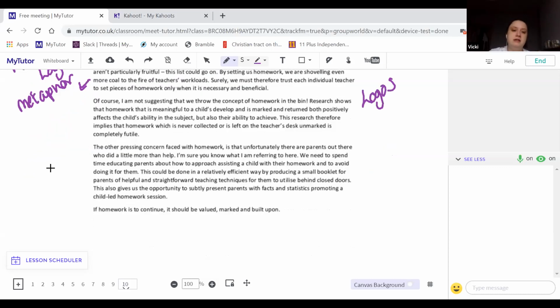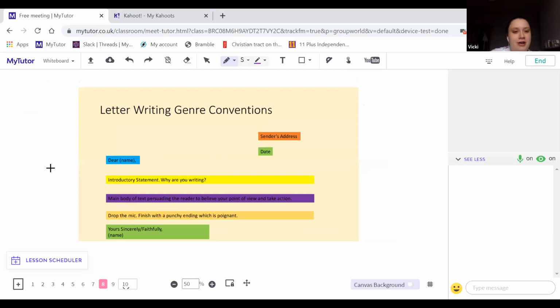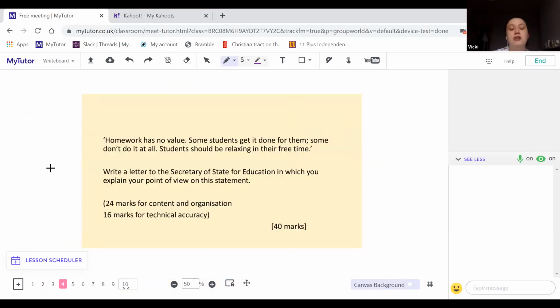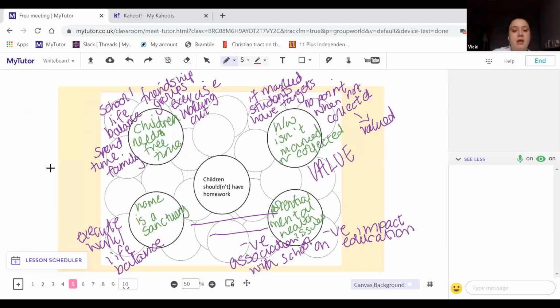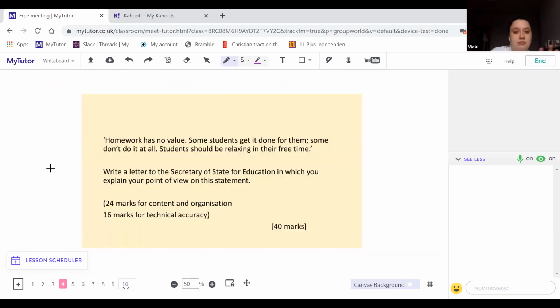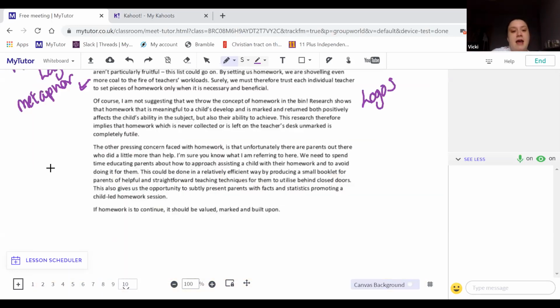The other pressing concern faced with homework is that unfortunately there are parents out there who do a little more than help. So basically when I was writing this, I got that far and realised, oh, I haven't mentioned anything about students getting the work done for them. And I'd been mainly focused on you should be relaxing. So hence why I've sort of changed tack a little bit here. I'm sure you know what I'm referring to here.